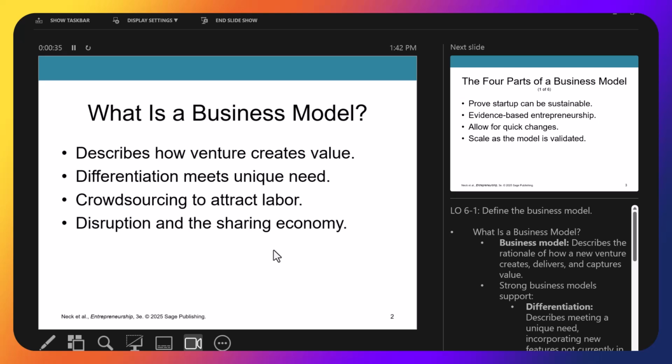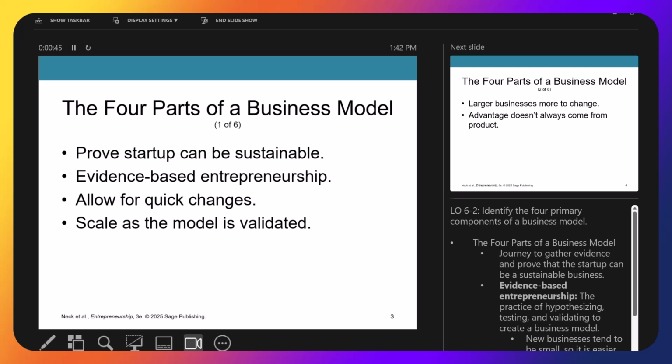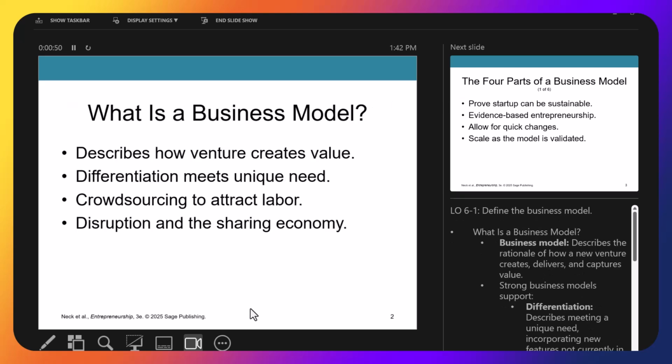differentiation meets unique need, crowdsourcing to attract labor, disruption, and the sharing economy. So when we think in terms of that, particularly when you start off with describing how the venture creates value, you have to understand, is it something that's going to be important to people? Differentiation meets unique need. Have you come up with a unique need, and how are you attracting people to work for you? Disruption and the sharing economy.